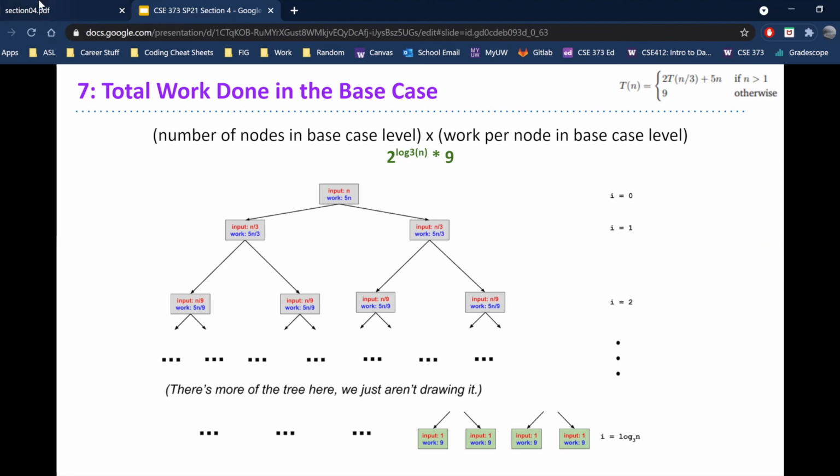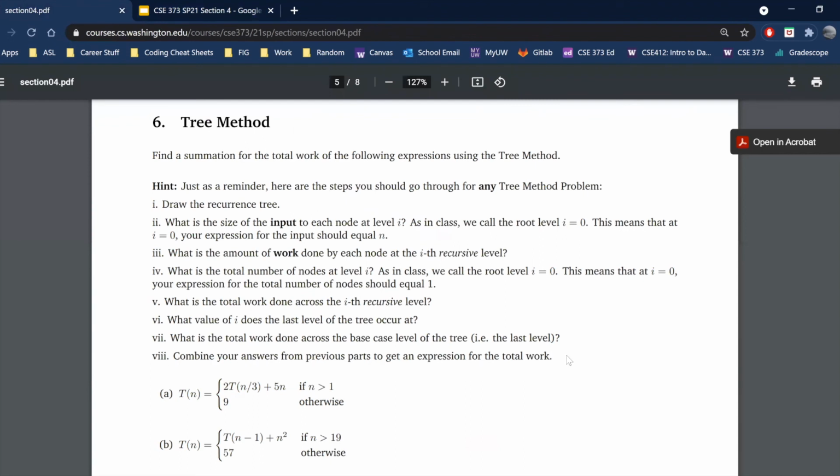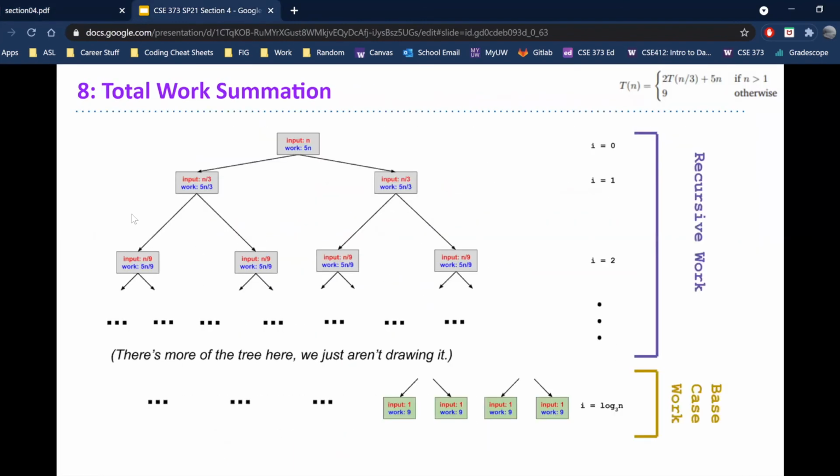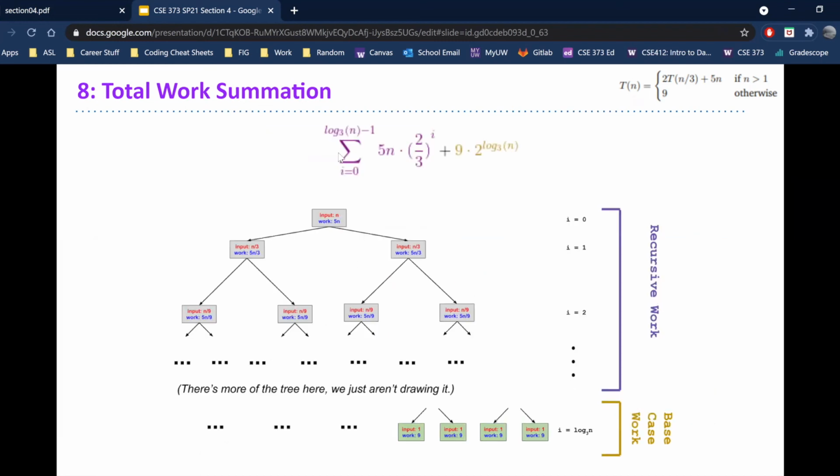All right, so now moving on to the very final part, we're going to take everything that we've come up with in these last few parts, all the building blocks, and put them together to get an expression for our total work. And that will come with a summation. Our total work summation is made up of our recursive work and our base case work. This is what our summation ends up looking like. Just to break it down a little bit, our recursive work is going to be this purple part, and our base case work is going to be given by this gold, mustard yellow color.